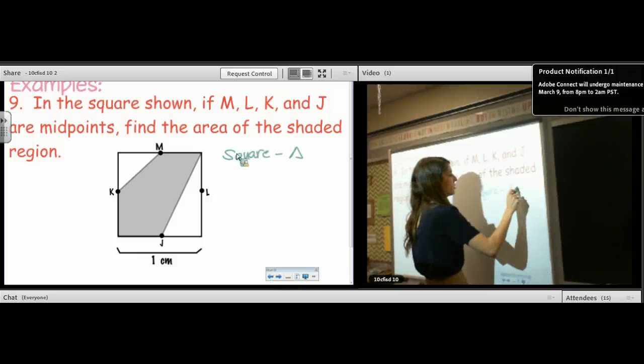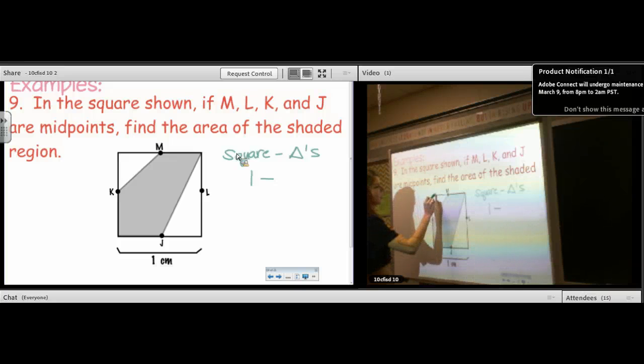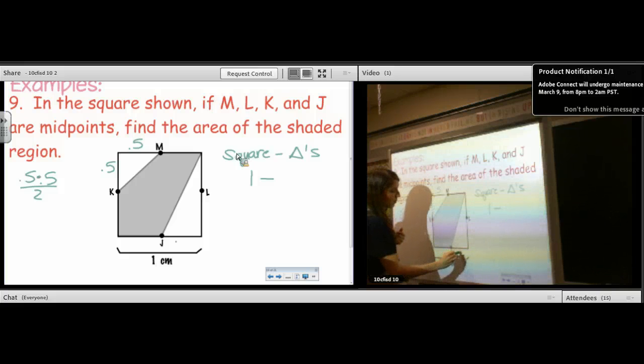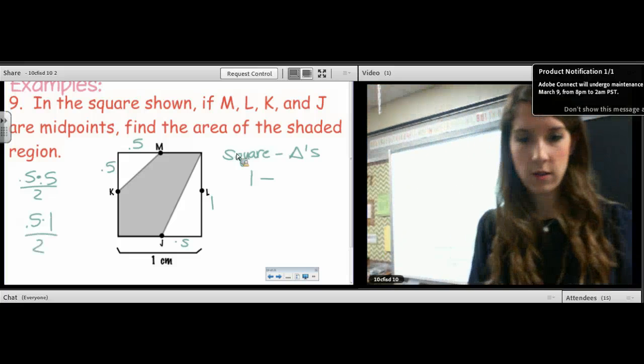Square minus triangles. So the area of the square, well, that's easy. It's side squared. 1 squared, it's 1. And then I just recommend finding the area of the triangles. So this is 1/2. This is 1/2. So base times height divided by 2. So that'll be one of our triangles. And then this is 1/2 and this is 1. So base times height divided by 2. So there's our other triangle.